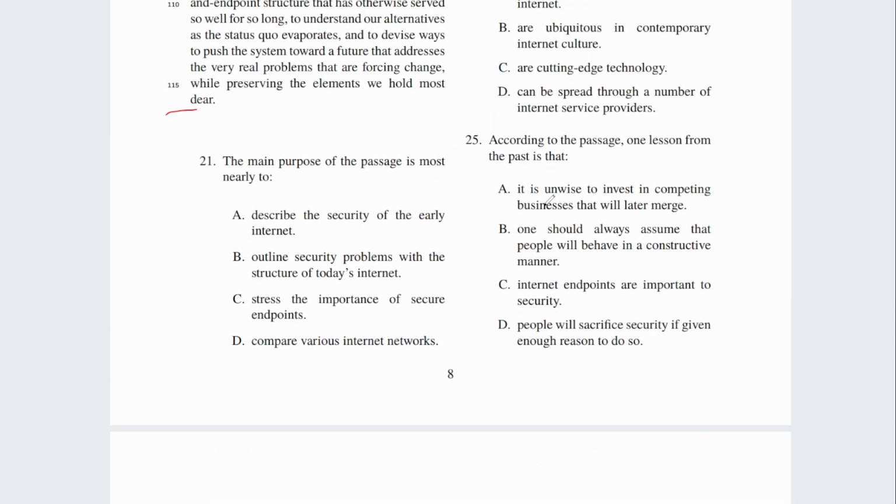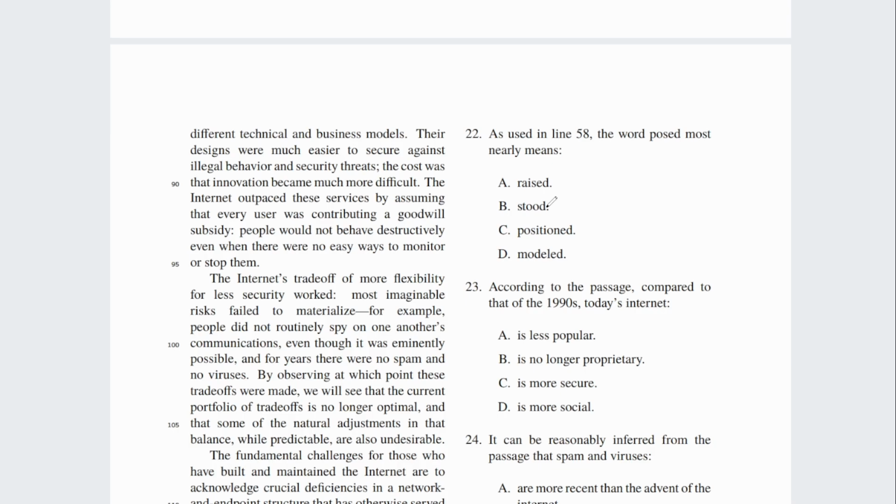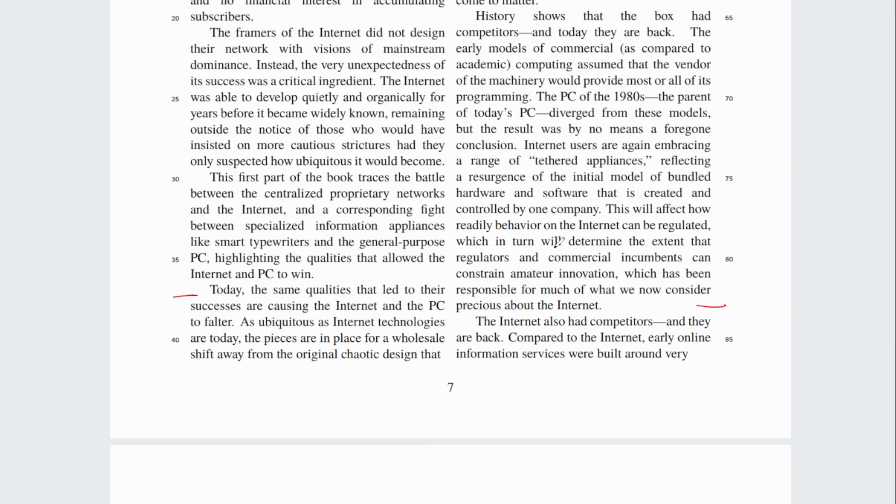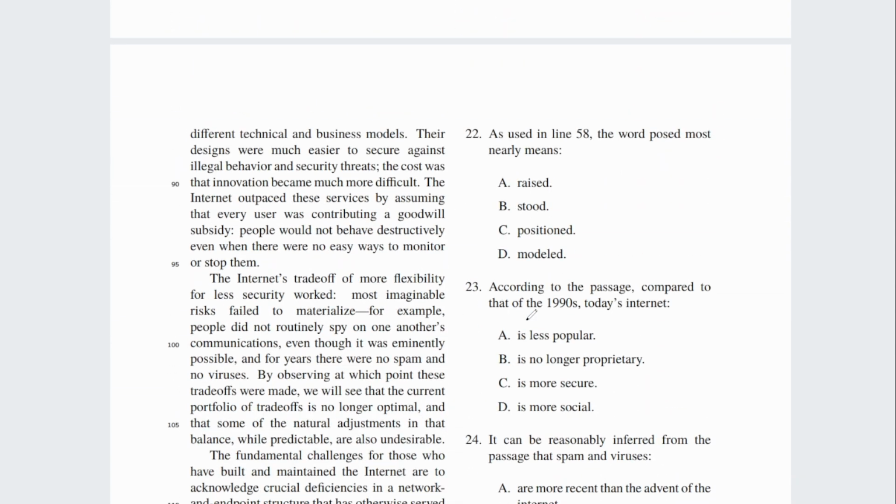So okay, let's look at our vocab question, which is in line 58, and it's the word "posed." Here it is. "As internet-aware devices proliferate, questions posed about network regulation must also be applied to the endpoints." Okay, so questions posed. What can we do with questions? Can we stand questions? No. We're not talking about stood. We're also not talking about positioning questions or modeling questions. We're talking about raising questions, right?